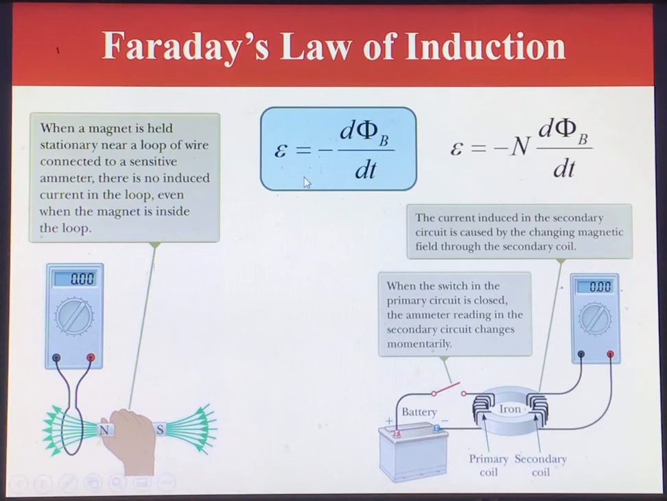Now, if you have not just a single loop of wire, but a coil that is made up of N turns, then we need to multiply the electromotive force by N. So when there are N turns, the voltage can be calculated using this equation.